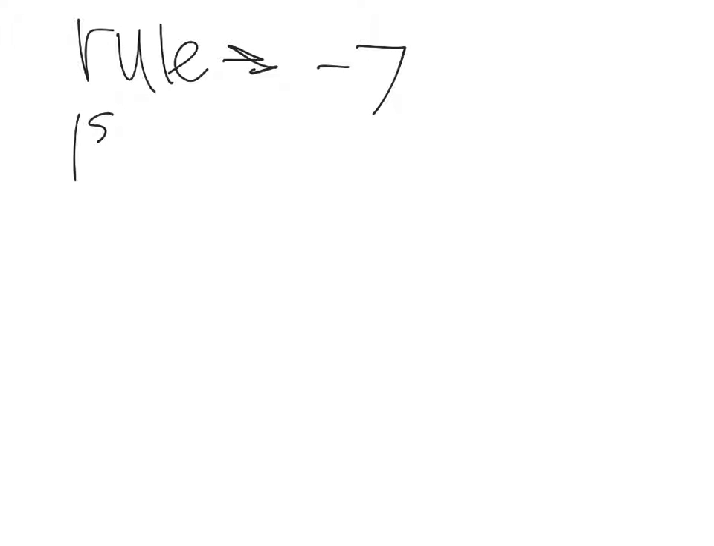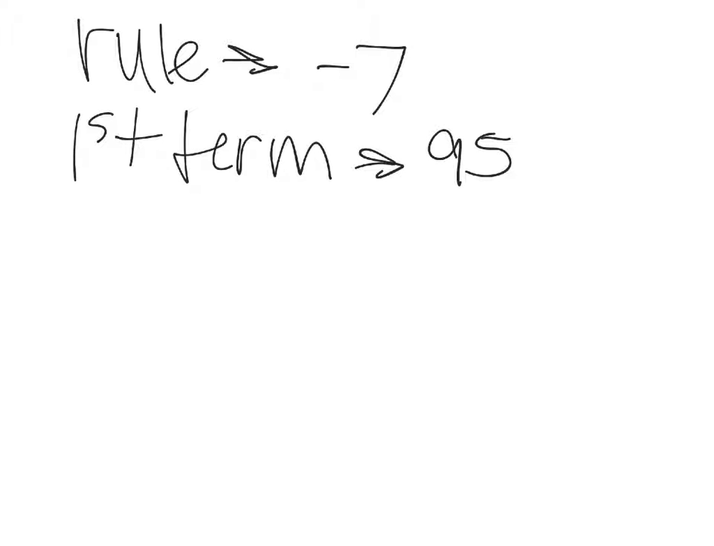On their homework, it's going to ask them to use the rule to write the first 12 numbers in the pattern, and then describe another pattern in the numbers. So, for example, number 2 on their homework. The rule is to subtract 7 and the first term is 95.